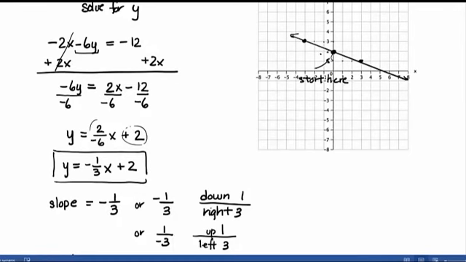So like I said, here we went down 1, right 3, and on this side we went up 1, left 3.